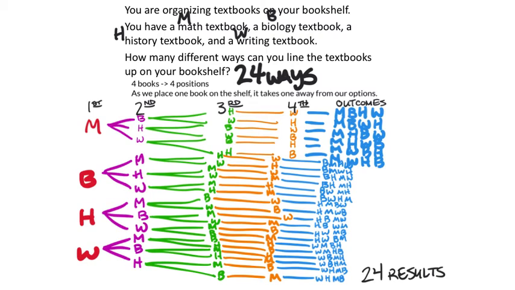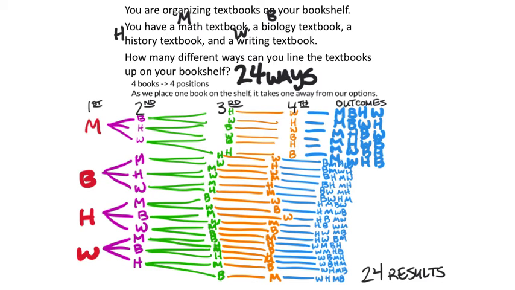Now, besides that, again, the nice thing about the tree diagram is it gives us all of the different combinations that could occur. If you have math first, biology first, history first, or writing first, we can see all the different combinations. All 24 of them in order.